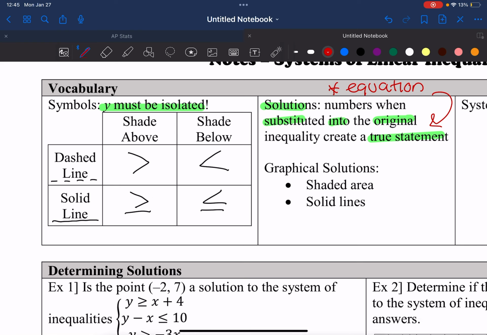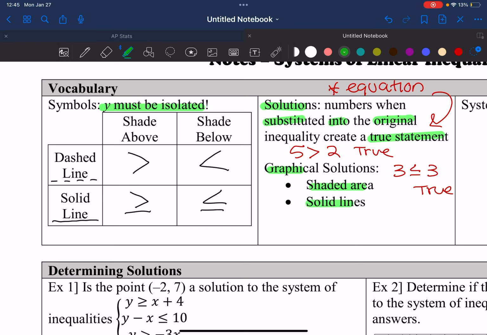And recall that a true statement is when we look at it, it looks correct. So for example, 5 is greater than 2. That's a true statement. 3 is less than or equal to 3. That's a true statement. Versus if we were looking at solutions on a graph, the solutions we would look at would be in shaded areas or on solid lines. Okay, so let's look at an example.